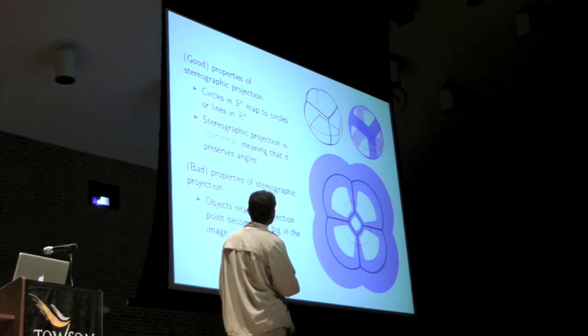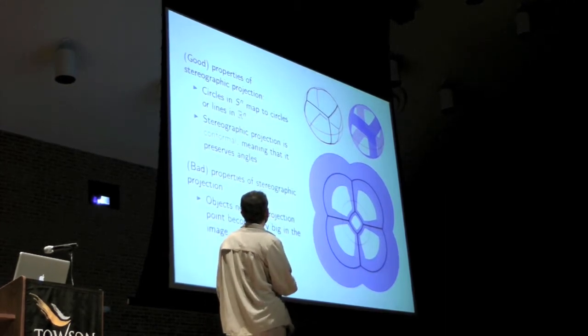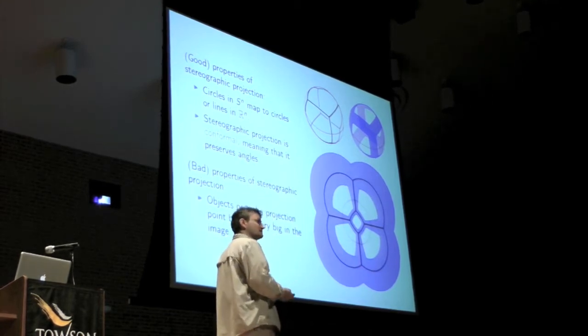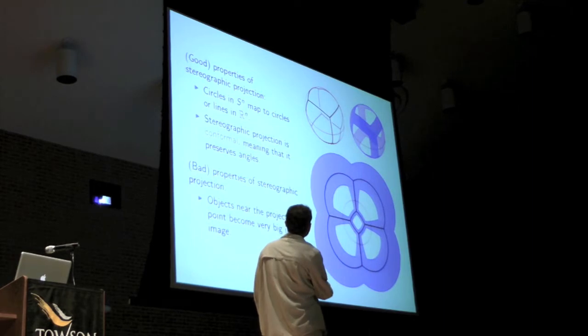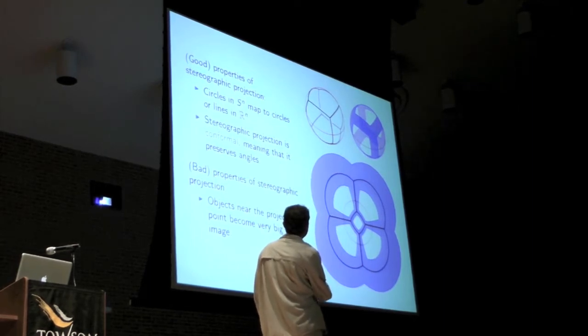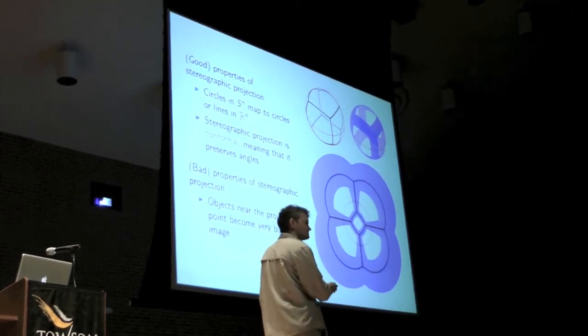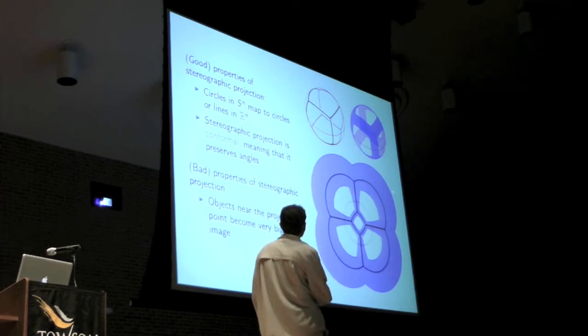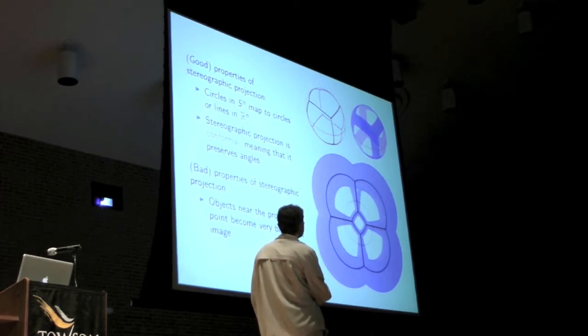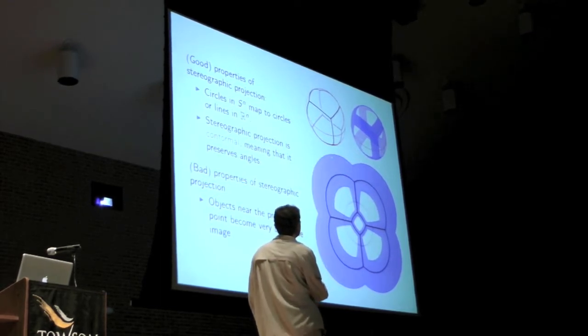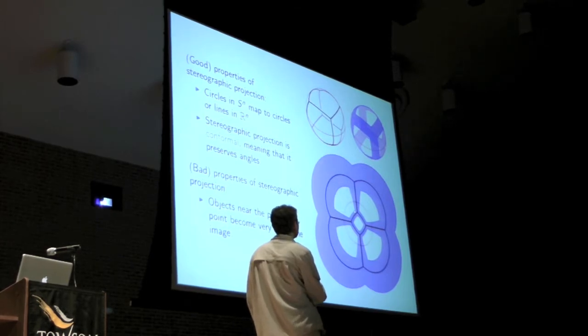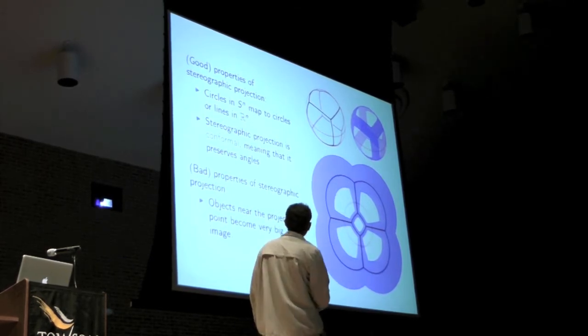So what are some good properties of stereographic projection? Circles in the sphere map to circles in the Euclidean space. So you see these edges that I blew up. These are arcs of circles because they're living on the surface of the sphere, and they map to arcs of circles here, or possibly straight lines. So an arc of a circle that goes through the North Pole maps to a straight line down here.